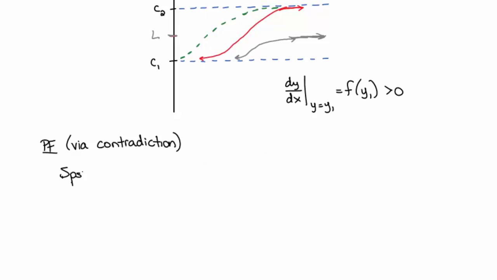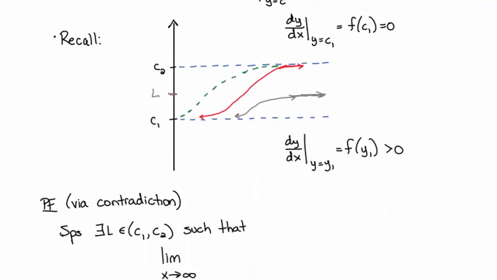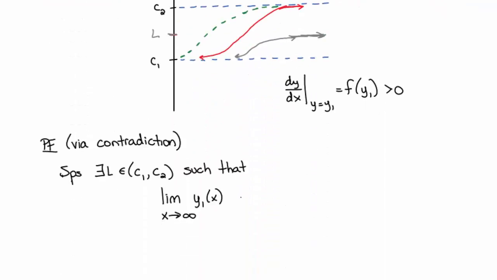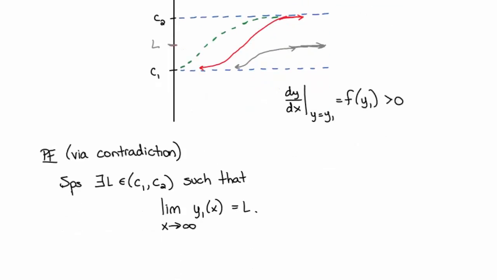Suppose that there exists an L in the interval C1 to C2 such that the limit as x tends to infinity of y sub 1 of x is equal to that limit L. Suppose that is the case. Suppose this gray curve here does happen. So what does that mean?